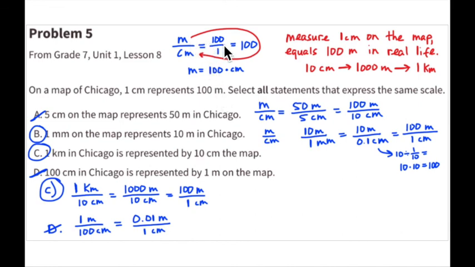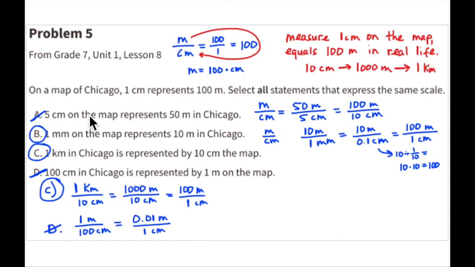So the number of meters is 100 times the number of centimeters on the map. Measure 1 centimeter on the map, that's 100 meters in real life. So if you measure 10 centimeters on the map, that's 1,000 meters in real life, and that's 1 kilometer.